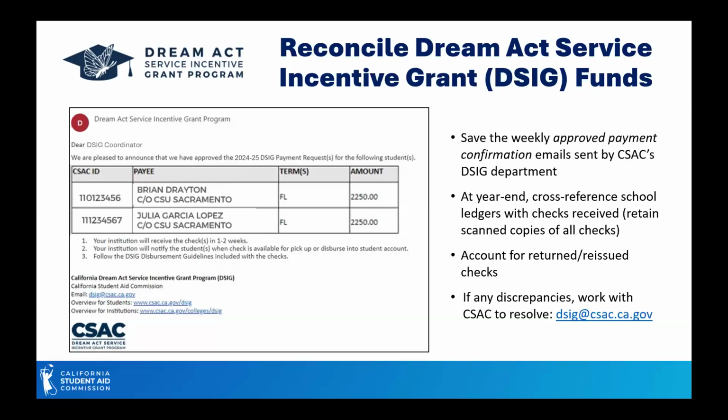And because the number of students for DSIG is so much lower, this process is more manual. However, hopefully it's easier to track. So a little bit more manual work, but much smaller scale, which is good.